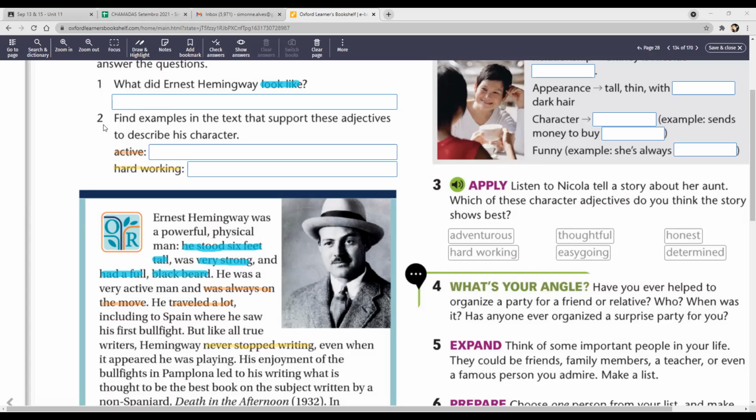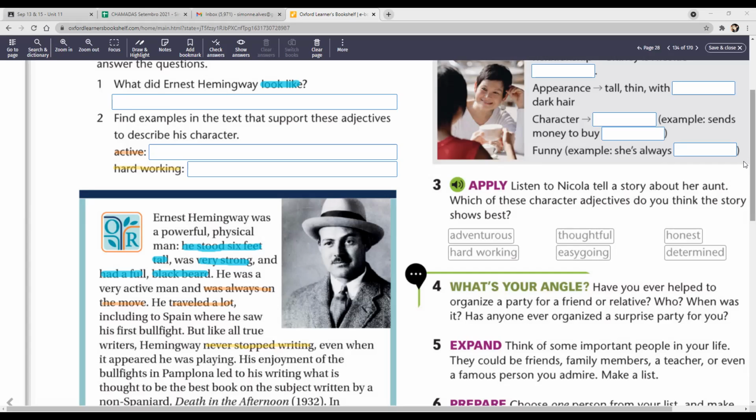Good. Now, in number 2, we should find examples in the text that support these adjectives. So, why can we say that he was an active man? Because he traveled a lot. He was always on the move. Yes, according to the text, that was the example, right? But as we saw in the video, he was always doing something new, right? He got married 7 times, for God's sake. So he was very active, right? He was a very active man.